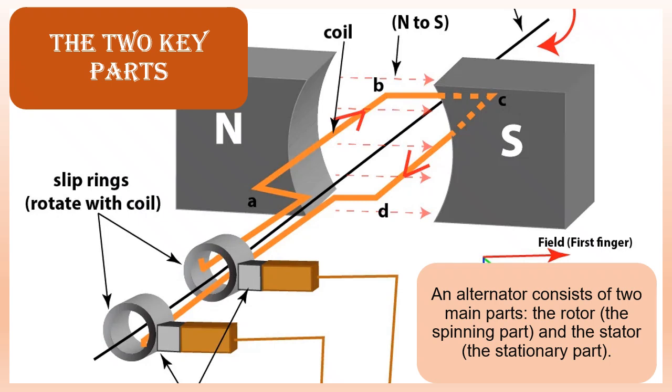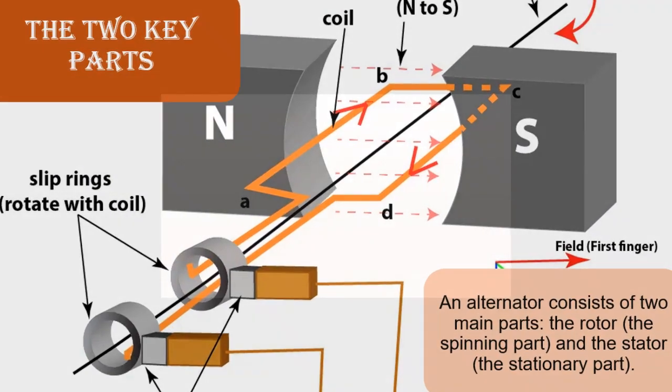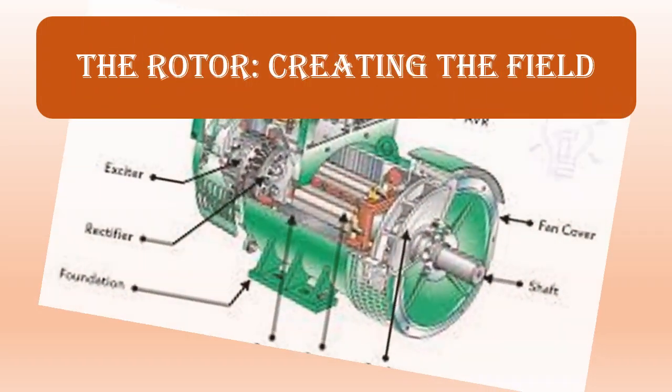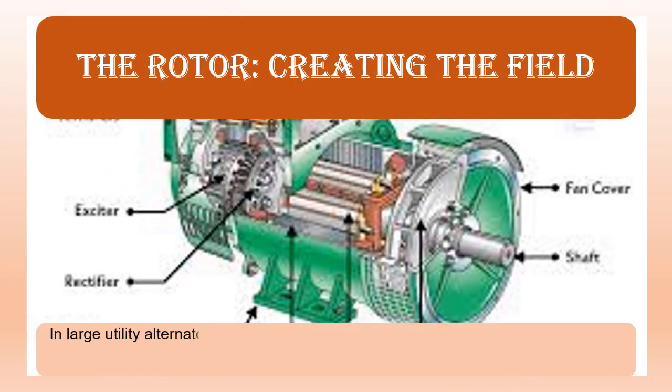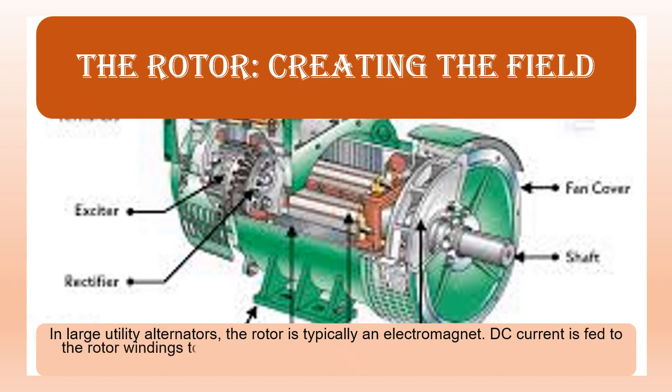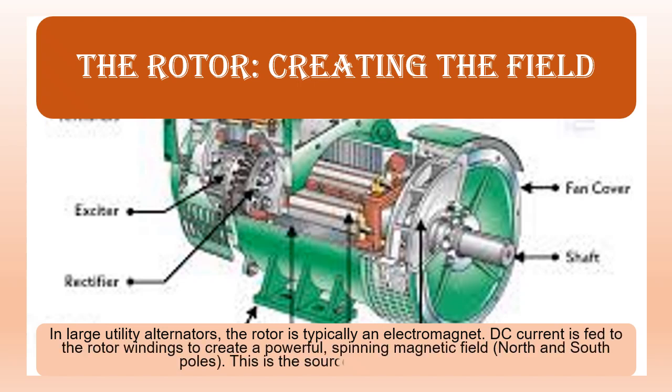The rotor, creating the field. In large utility alternators, the rotor is typically an electromagnet. DC current is fed to the rotor windings to create a powerful, spinning magnetic field, north and south poles. This is the source of the magnetic flux. The stator, inducing the current.